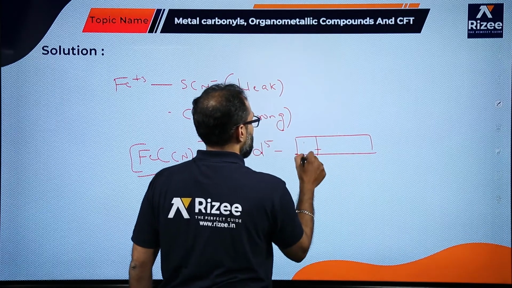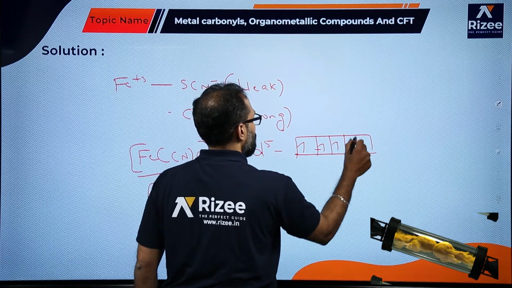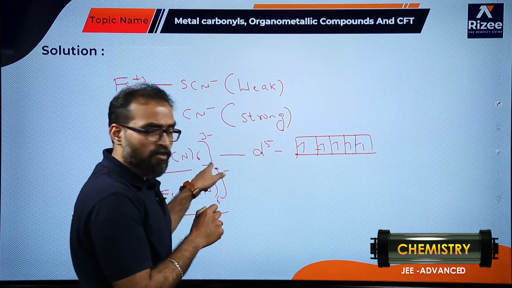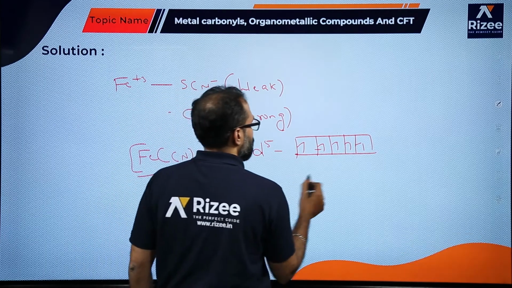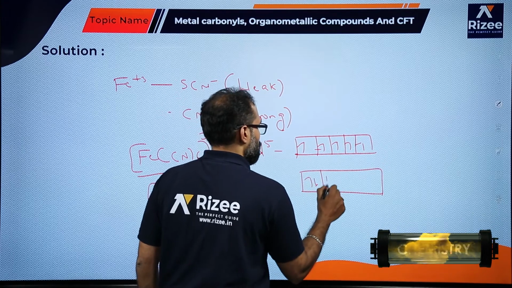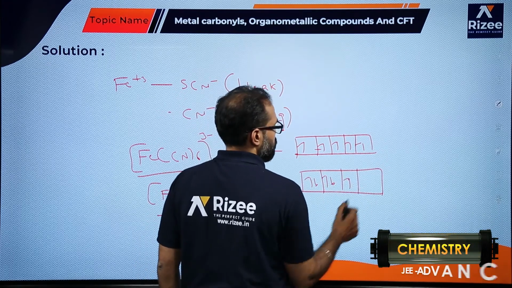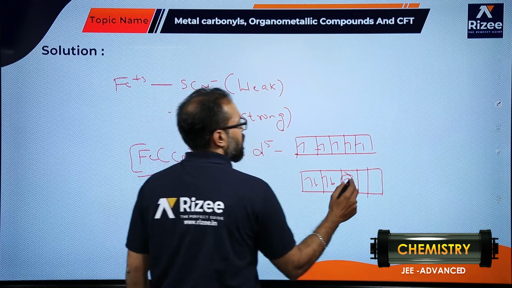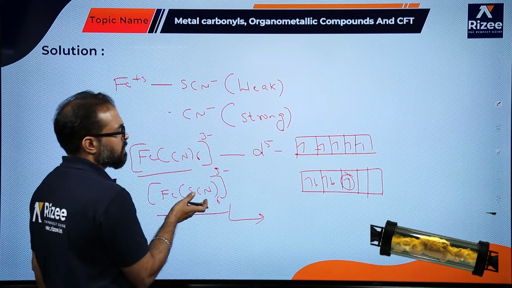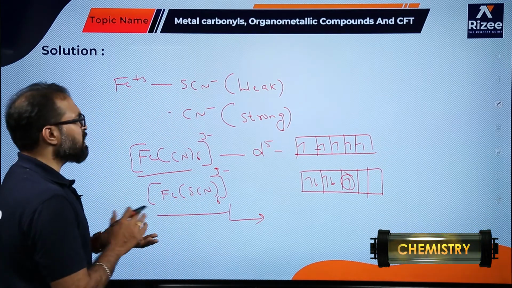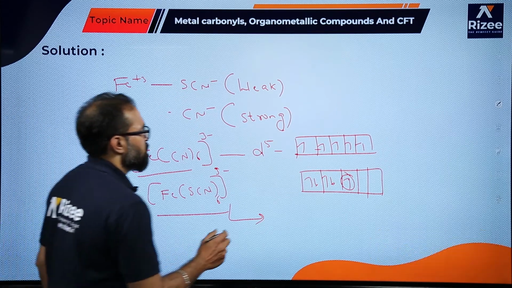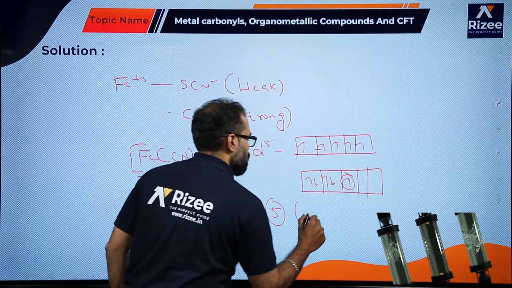It will be like this: 1, 2, 3, 4, 5. Now because of the presence of a very strong field ligand, pairing of electrons takes place. Now only one unpaired electron is there. What about this? In this case, it is a weak field ligand. No pairing of electrons will take place here. So how many unpaired electrons will be present? 5. No pairing.